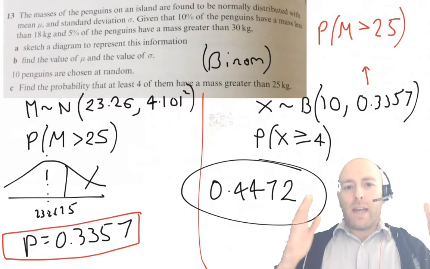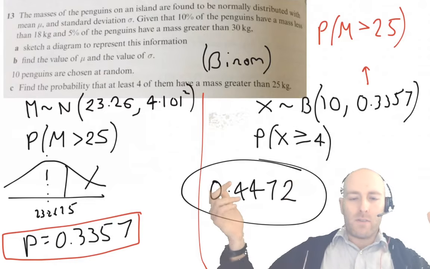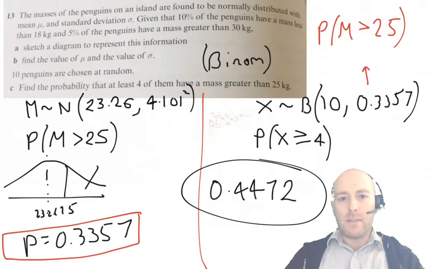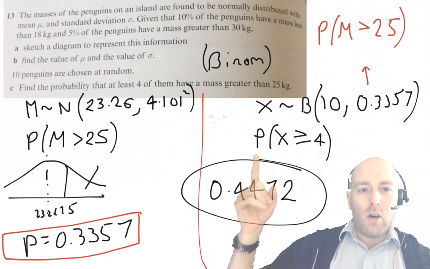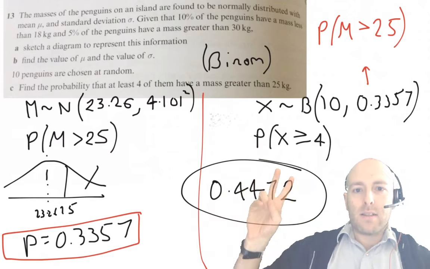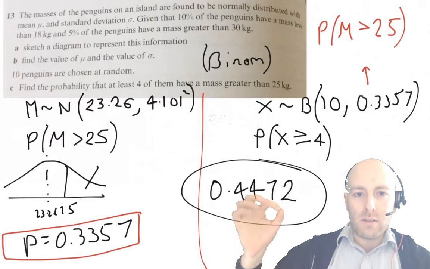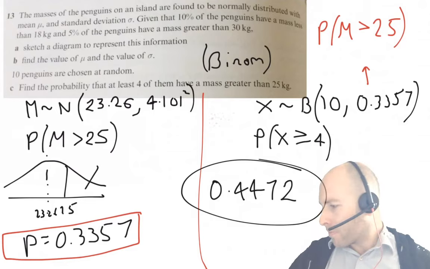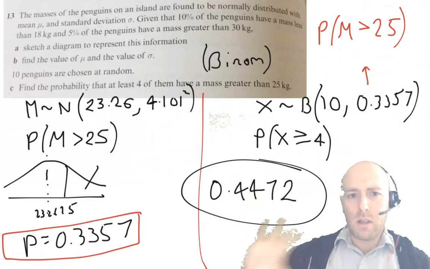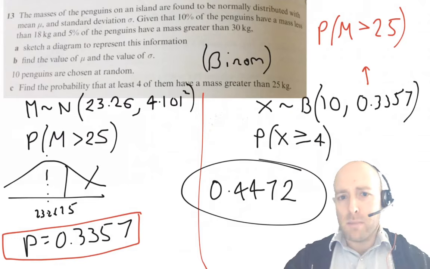So any modeling thing, any penguin mass, weight of people, length of something, length of giraffe neck, whatever it is, those are always your X variables. Your Z variables are always the classic standard normal with a mean of 0 and a standard deviation of 1. Does that make sense? Good. Right, anybody else got any questions about this example that we did?